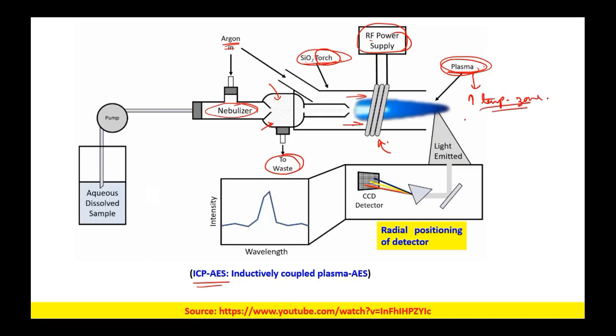From this high temperature zone, the elements get excited, and when they come down to the ground state, they emit light. Then we have the detectors, and since they are in the 90-degree position, it is called the radial positioning of the detector. In this way we have the ICP-AES, inductively coupled plasma AES construction.